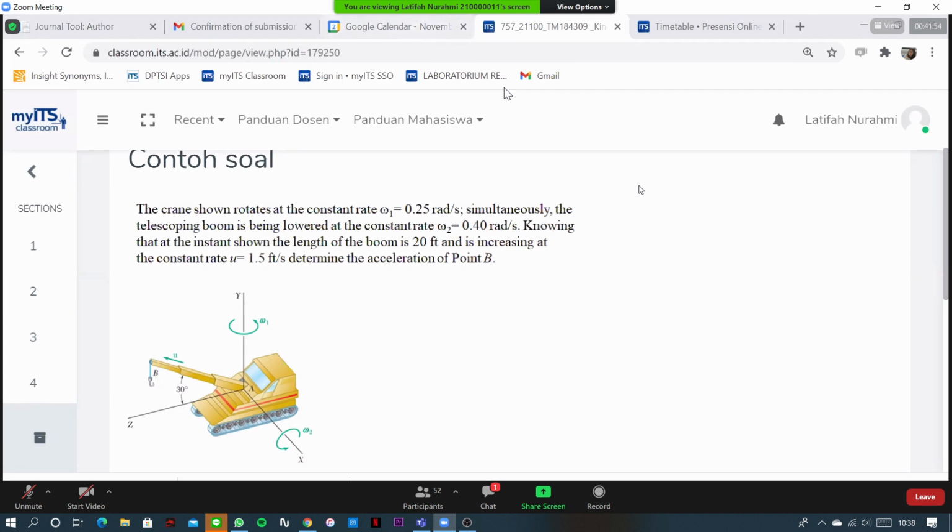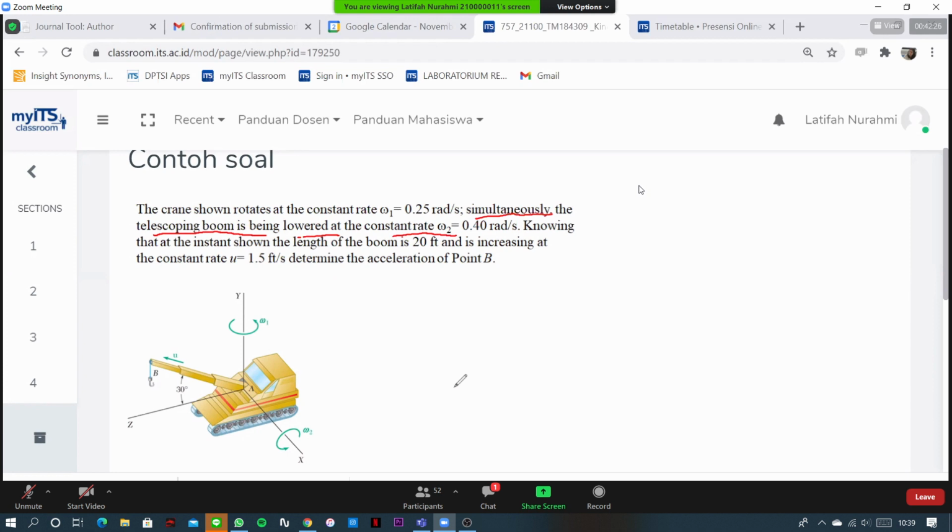Simultaneously means at the same time. Okay, this is a sophisticated word to use. So simultaneously means at the same time. The telescopic boom, what is telescopic? You know telescopic, right? So the telescopic boom is being lowered at the constant rate omega 2. So in three-dimensional space, you will have even 3 rotations.